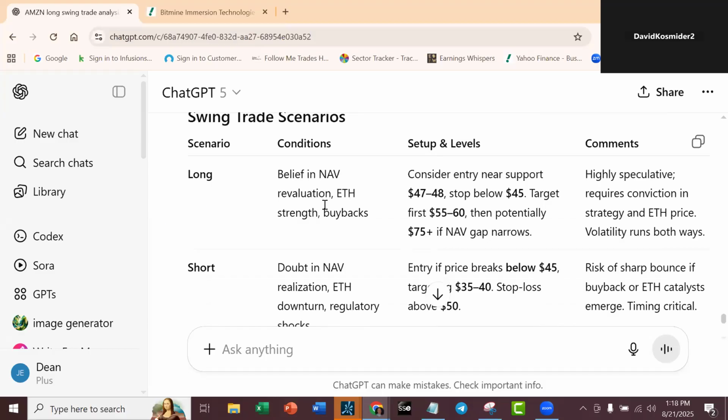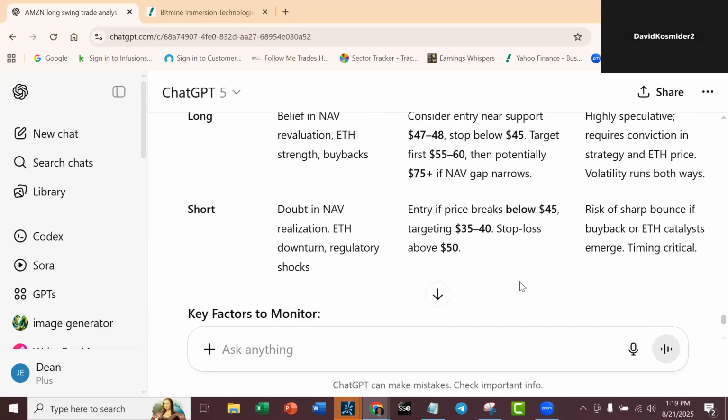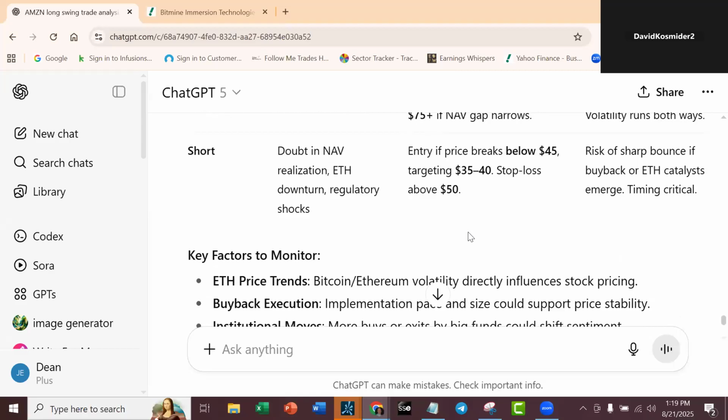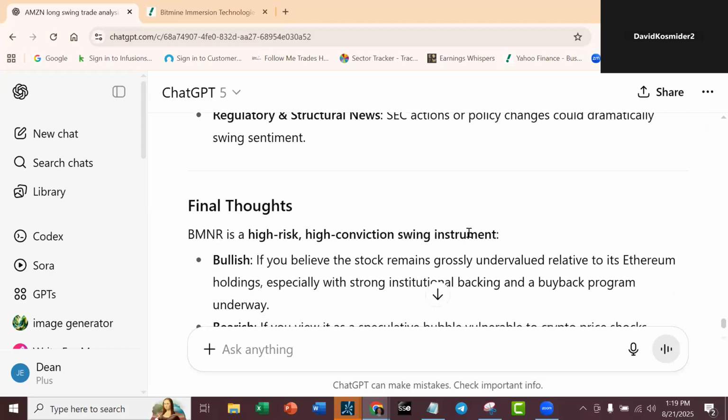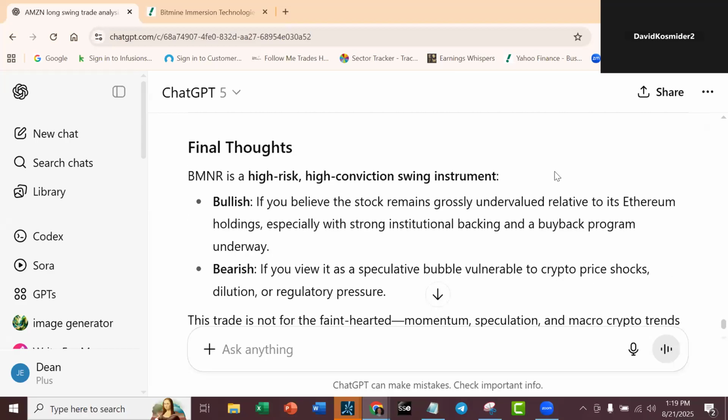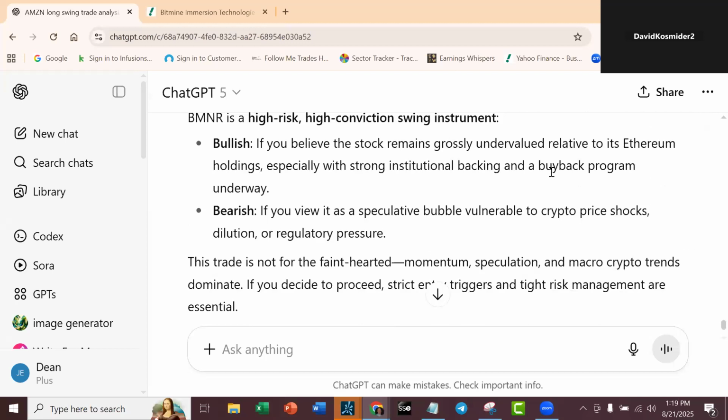Well, not profitable. Swing trade. If you believe in the overall thesis here, entry near 47.48, target 55 to 60, then potentially to 75. So that's kind of the same thing I was saying. Like, percentage wise, that's huge, right? Short, if it breaks 45, then it probably is going to break big time down to 35, which is still a pretty big percentage move. So high risk, high conviction swing instrument, which if you're swing trading, you kind of want something that moves, right?